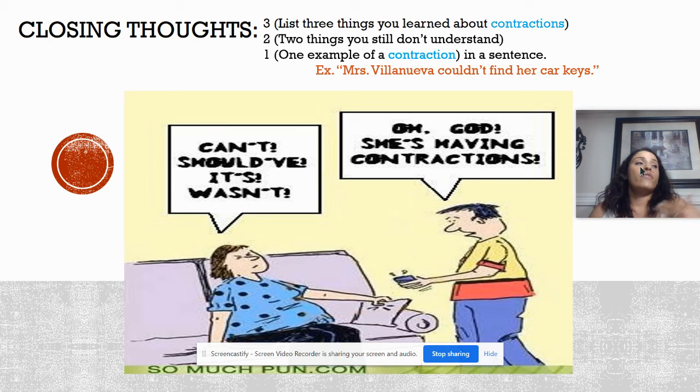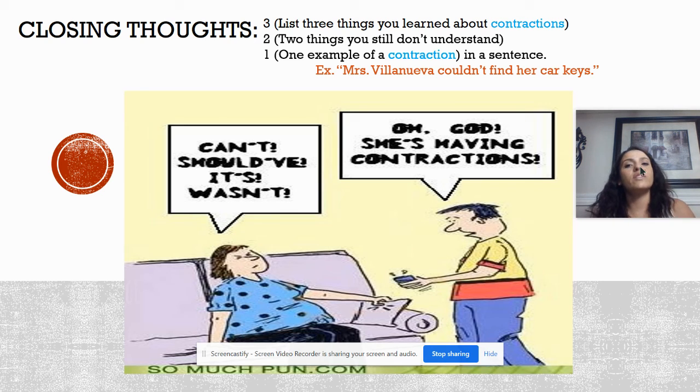Two things they didn't understand. If you really still don't understand how to use the apostrophe, for example, we can go ahead and put that as something we need to clarify a little bit. Also, maybe you're not really sure what a contraction is. Are all things made contractions? What else can be made a contraction? Maybe you want to learn more about that.